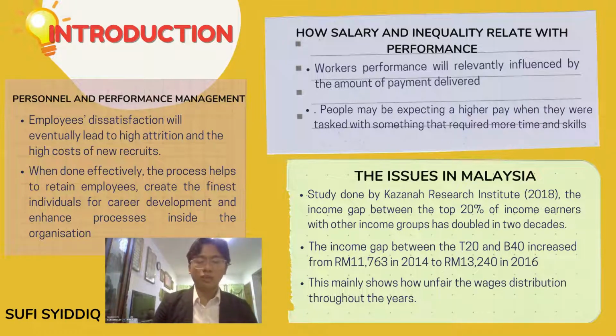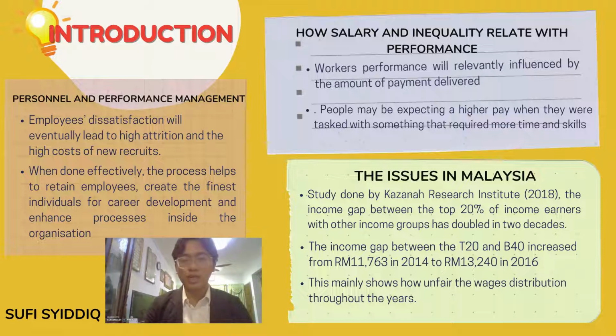So let's move on into my next presentation, which is the introduction of our case study. For my introduction, I would like to highlight to you the three main points in this chapter. Let's start with the personnel and performance management. Employees' dissatisfaction will eventually lead to high attrition and the high cost of new recruits. When this process of personnel and performance management is done effectively, this will help to retain employees, create the finest individual for career development, and also enhance the processes inside the organization itself. So what can I say is the personnel and the performance management are eventually linked with each other.